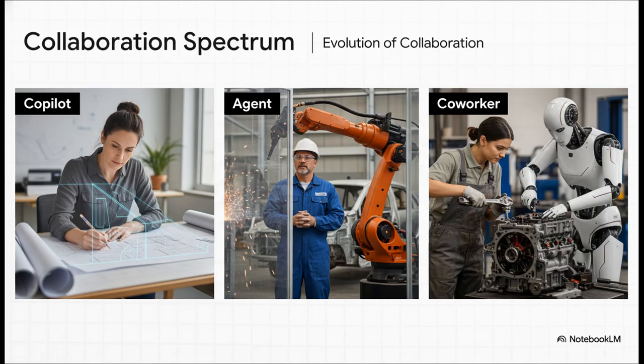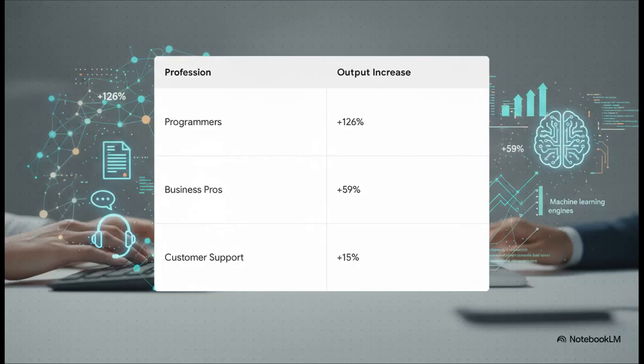Moving up the chain, we have AI agents. These can complete entire multi-step tasks and operate somewhat independently, but they still need human oversight to keep them on track. And finally, we are rapidly moving toward AI coworkers, fully autonomous systems that can deeply collaborate with human teammates across incredibly complex workflows. And honestly, the impact of this is just wild.